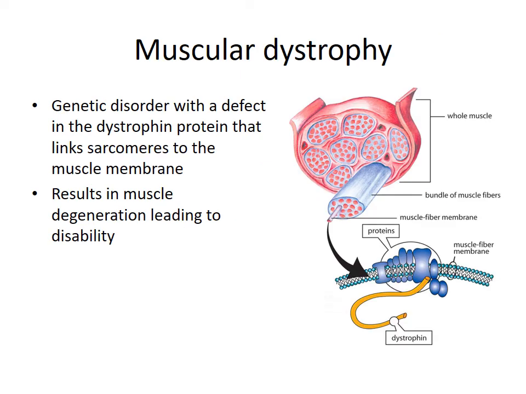So the Duchenne muscular dystrophy impacts, so if this is your muscle here, we've got a whole muscle, we've got muscle fibers, we've got the contractile apparatus. And what hooks the contractile apparatus to the rest of the muscle is a large protein called dystrophin. If this has a defect in it, the muscles contract, but that contraction is not carried through the whole muscle. So this leads to muscle degeneration, leading to disability.